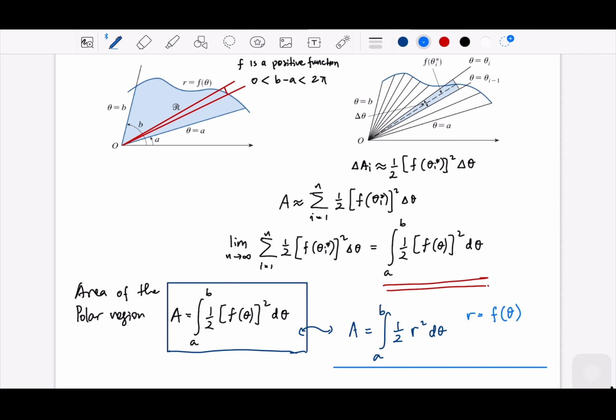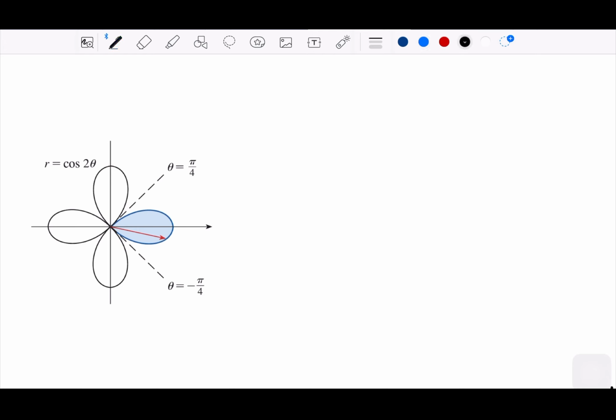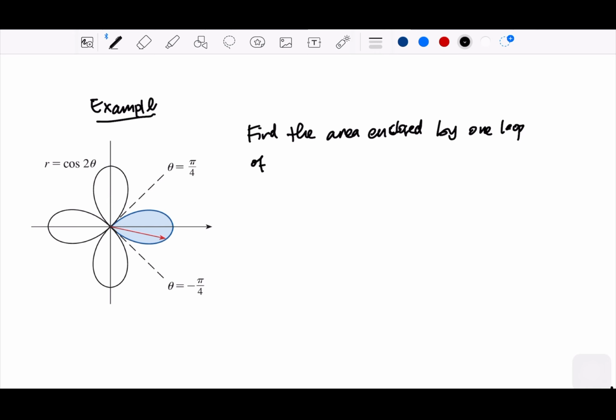Okay, I think we can look at an example. As mentioned here, there is r equals cosine 2 theta, and there's a blue region. So let's find the area enclosed by one loop of the rose r equals cosine 2 theta.